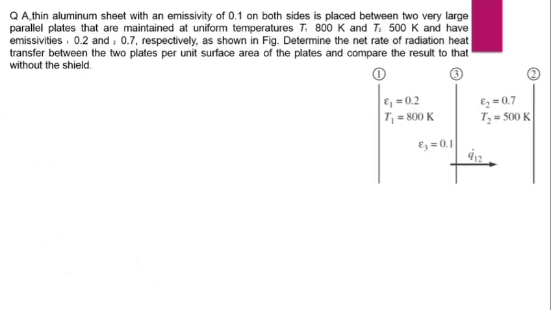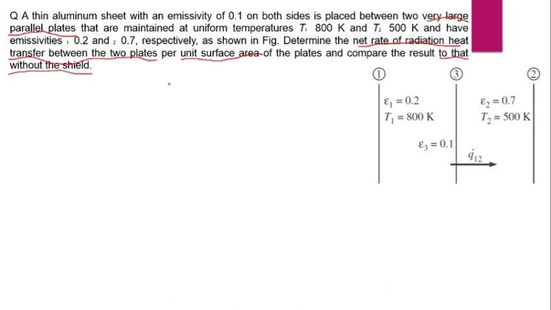Now let us solve one numerical. Okay, so a thin aluminum sheet with an emissivity of 0.1 on both sides is placed between two very large parallel plates that are maintained at uniform temperatures of 800 Kelvin and 500 Kelvin and have emissivities of 0.2 and 0.7. Determine the net rate of radiation heat transfer between two plates per unit surface area of the plate and compare the result to that without the shield.